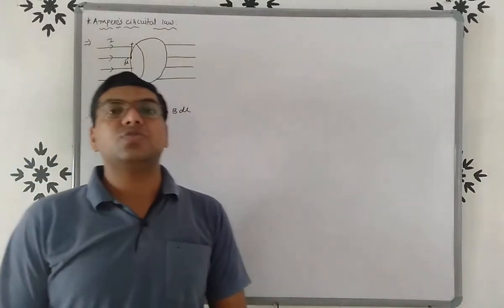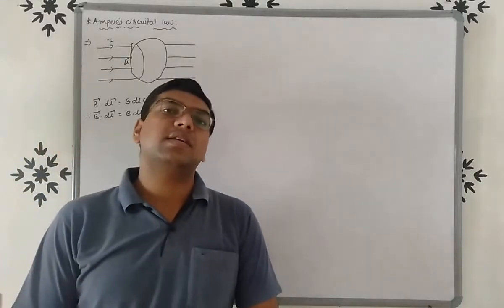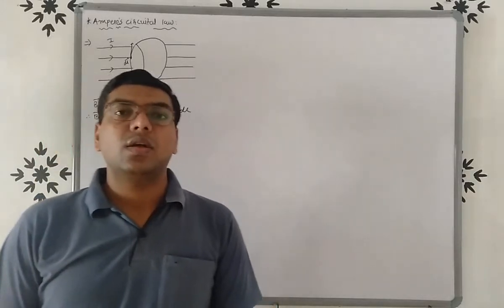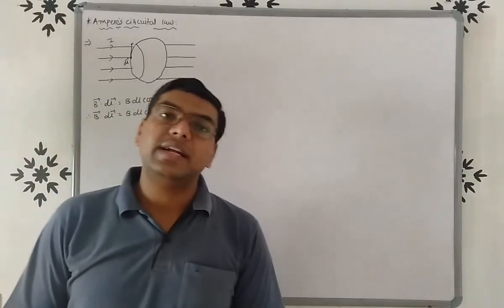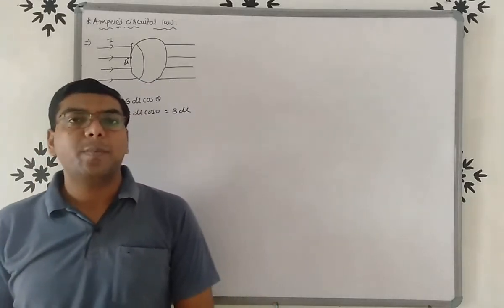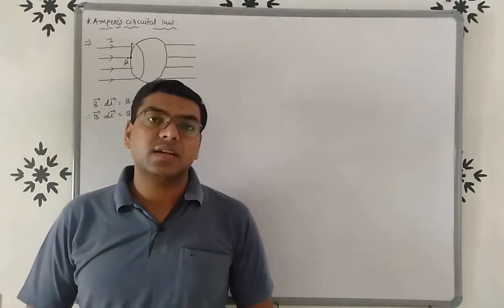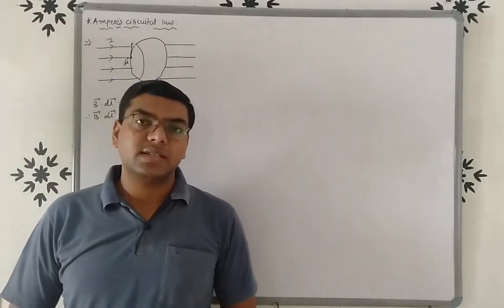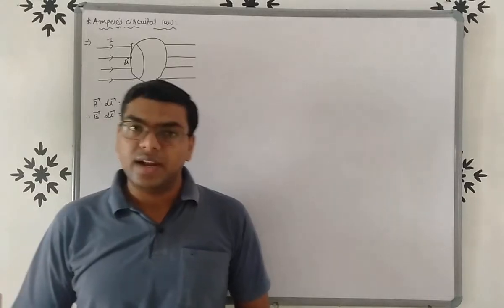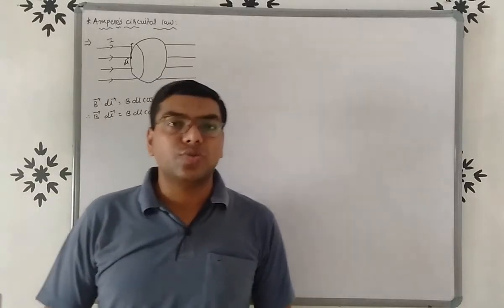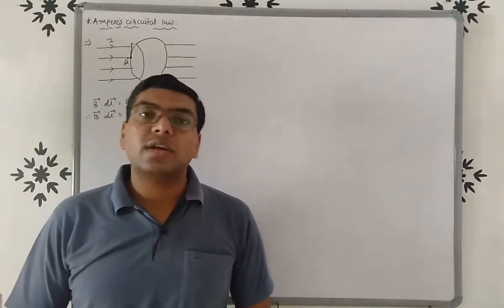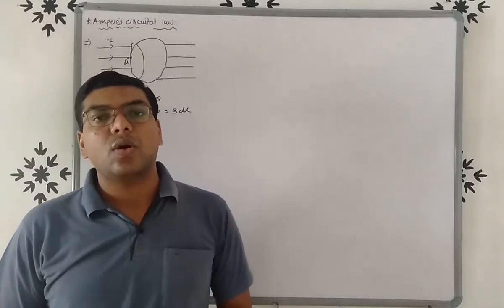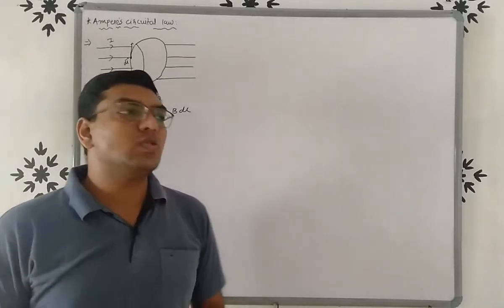So friends, you have to remember this statement of this law. A line integral of magnetic induction over a closed surface in magnetic field is equal to the product of total current enclosed by the loop, or we can say surface, and mu 0.